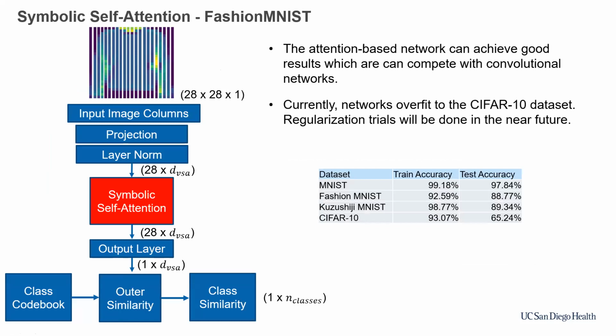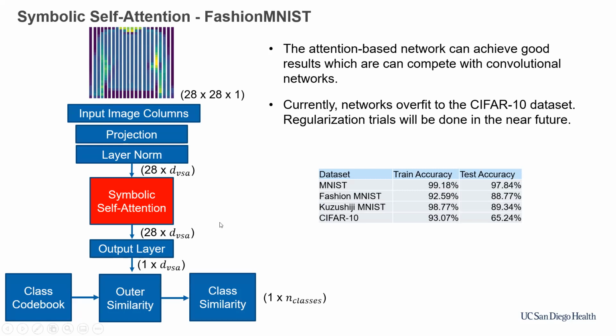Now we can use this to do image classification again, but in a different way than we did before, since now we're doing it in a way which incorporates attention between the inputs. Instead of taking the entire image and projecting it into a single symbol, we take each column of the input image and project each one of those into its own symbol. So we end up with this matrix here of 28 symbols by the dimensionality of the space we're using.